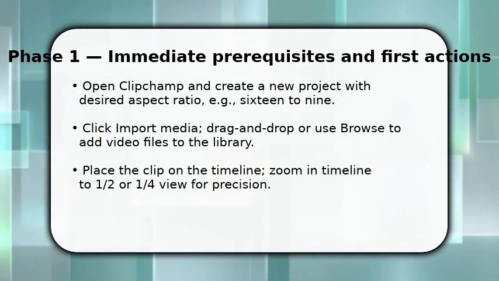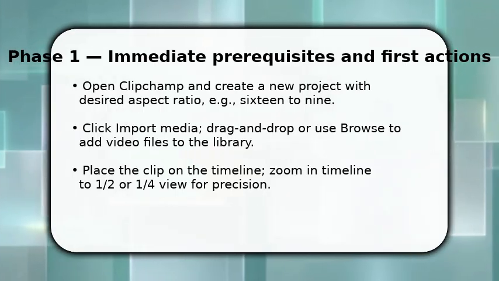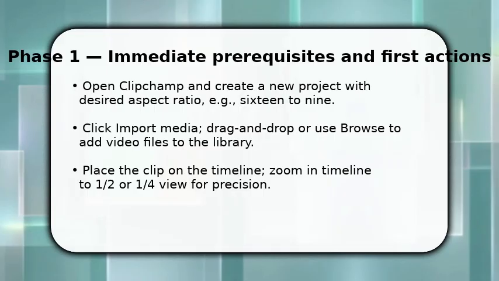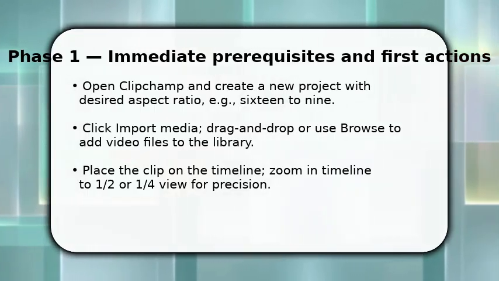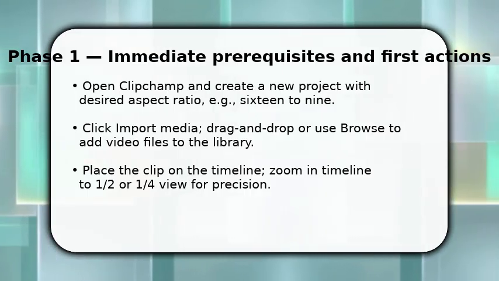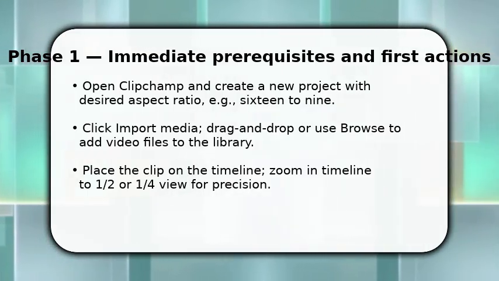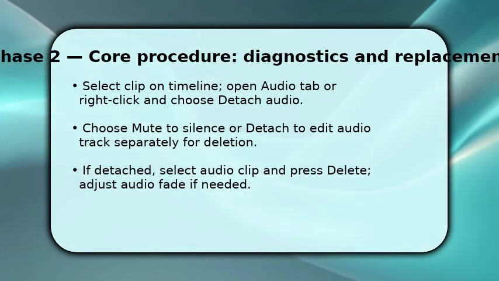Once the clip is on the timeline, zoom in to about 1/2 or 1/4 for precise editing. You do this so you can access audio controls accurately. Make sure the clip is selected before moving to the next step. With the clip selected, go to the Audio tab or right-click and choose Detach Audio.